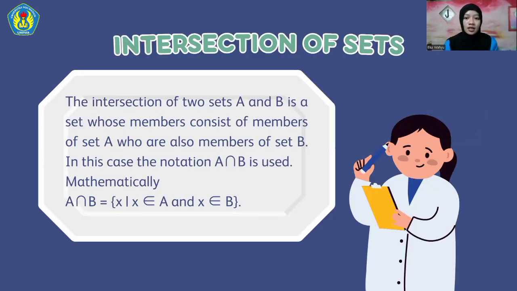The second material is intersection of sets. The intersection of two sets A and B is a set whose members consist of members of set A who are also members of set B. In this case, the notation A intersection B is used. Mathematically, A intersection B includes elements x such that x is an element of A and x is an element of B.